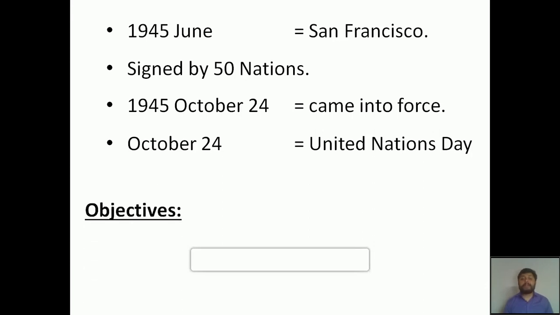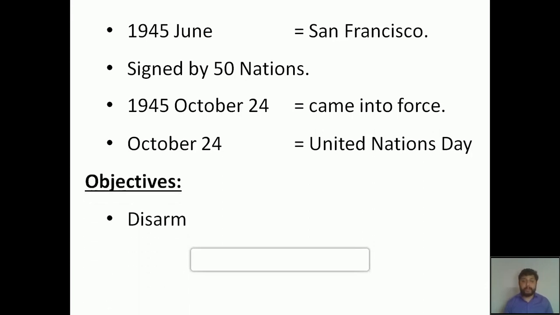United Nations has got some objectives. First of all, disarm. There must not be a rush for making different weapons. A nation should not focus only on making arms and its dealings. Second one, decolonize. India was a colony of Britain. So the countries which have colonies should return those colonies to their own people. Decolonize. Third one, develop.